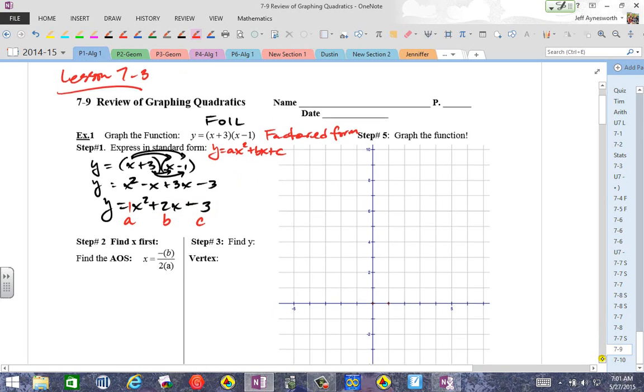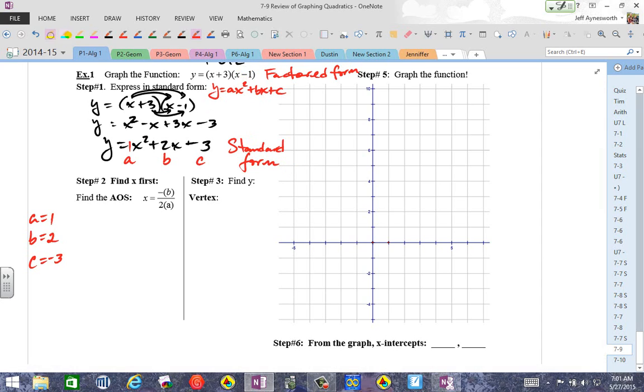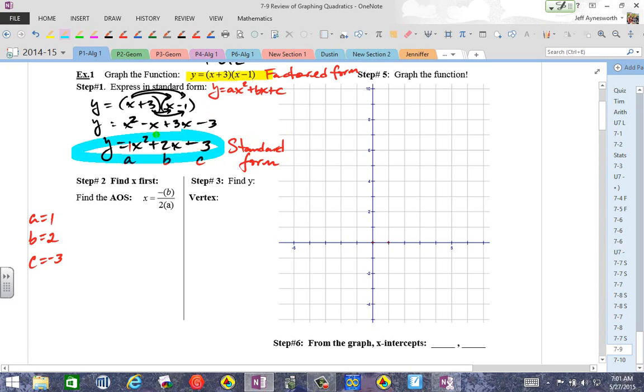Let me record those values down here so we can get started. So A equals 1, B equals 2. Those are the two values you need. C is not needed for the vertex, but I'm going to write it down anyways. That's called standard form, where you can see A, B, and C. We went from factored to standard. So factored form is right here, and then standard form right here.